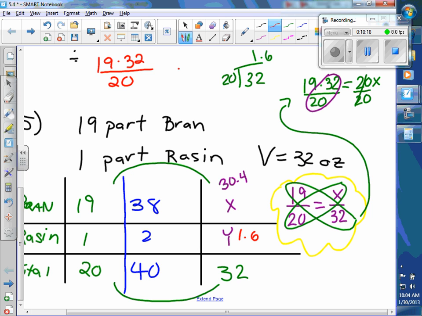You should practice reducing here. Both 20 and 32 have 4 in common. That's a quicker way to multiply. So if you don't have a calculator, 19 times 8, that's the same as 19 times 8 divided by 5. When you work that out, you're going to get the same answer.